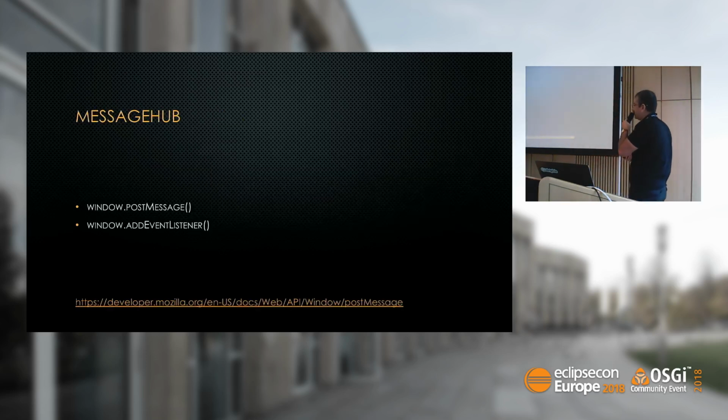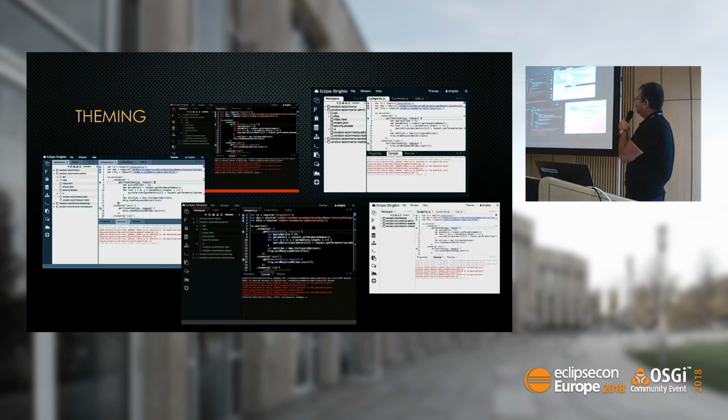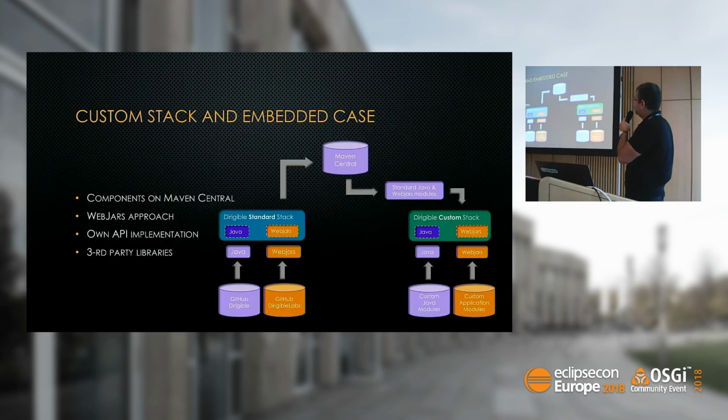Okay, message hub. We have some more sophisticated API on top of this, but these are the general APIs that we use. Okay, some themes. You can change them on the fly. Okay, custom stack.